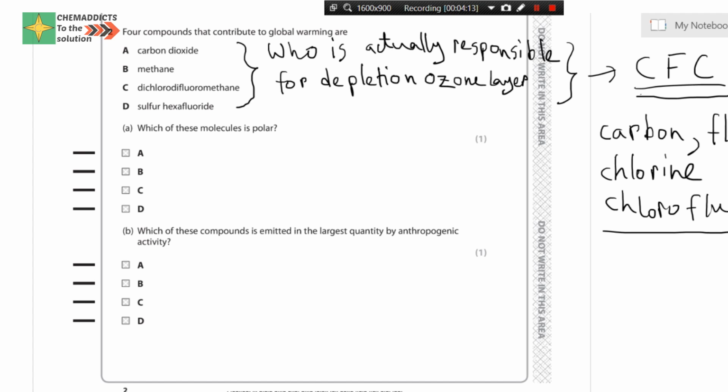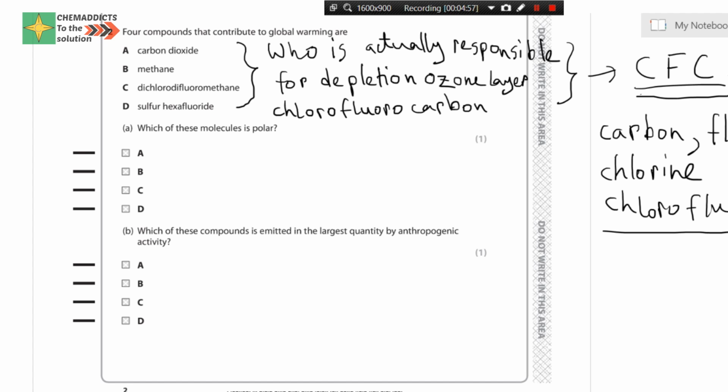So here let's match the name: chloro, then fluoro, carbon. So the naming order should be like this for this group. This group has a particular naming system, that is chlorofluorocarbon. That is why it is called the CFC group. Now let's find our suspect. Here this is simply carbon dioxide, this is methane. We don't mess with them.